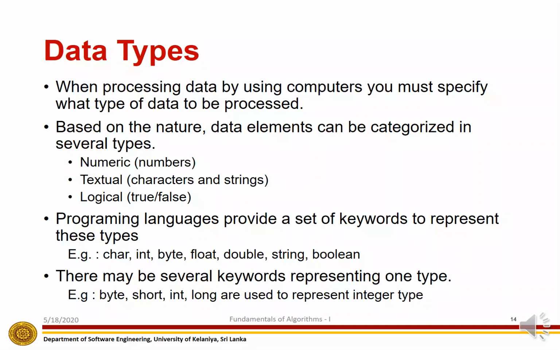Programming languages provide a set of keywords to represent these data types. For example, char for characters, int for indicating integers, byte, then float and double for decimal numbers, string, boolean, like that. And another fact is there may be several keywords to represent one data type. For example, byte, short, int, long, all keywords are used to represent the integer type, but the ranges of those types are different.